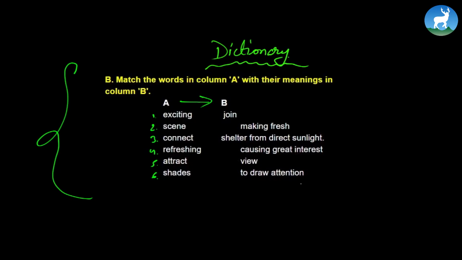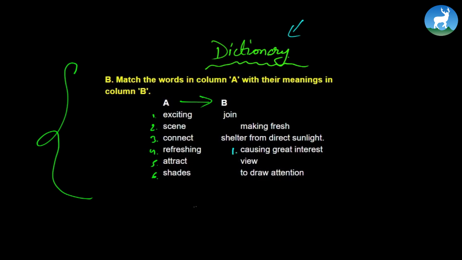The meanings listed are: join, seeing, making fresh, connect, shelter from direct sunlight, causing great interest, view, shades, to draw attention. Now, what do you think exciting means? Look at the dictionary and find out the meaning of exciting. And in case you already know, feel free to match. So exciting would mean, and because it's 1, we write 1 next to it.